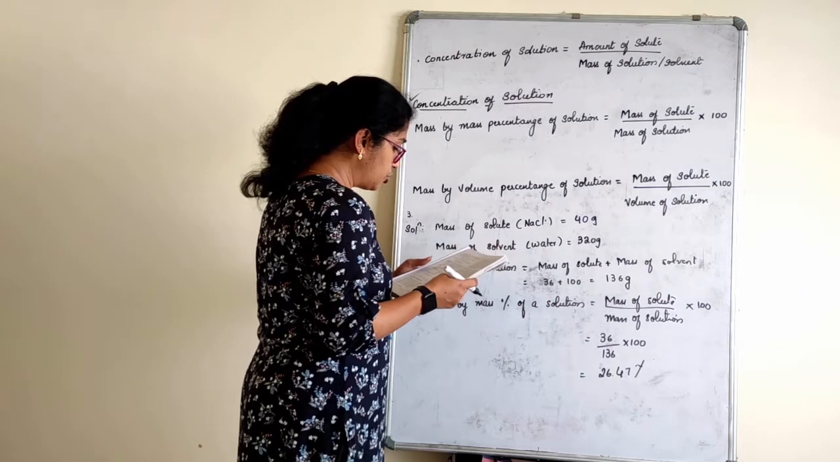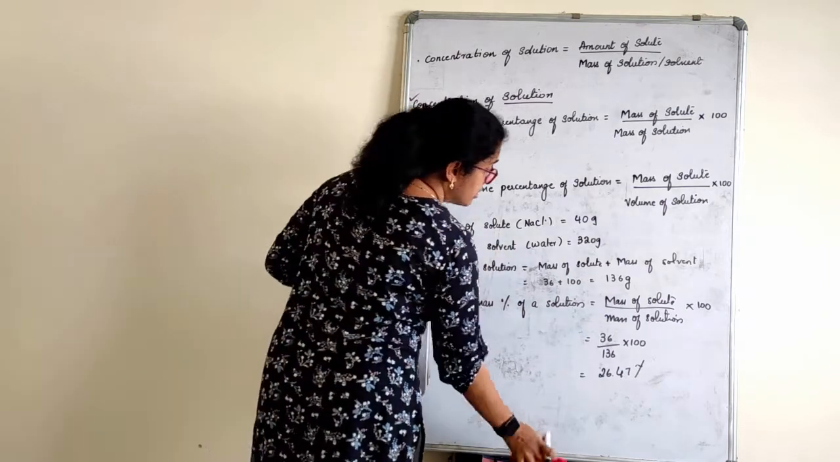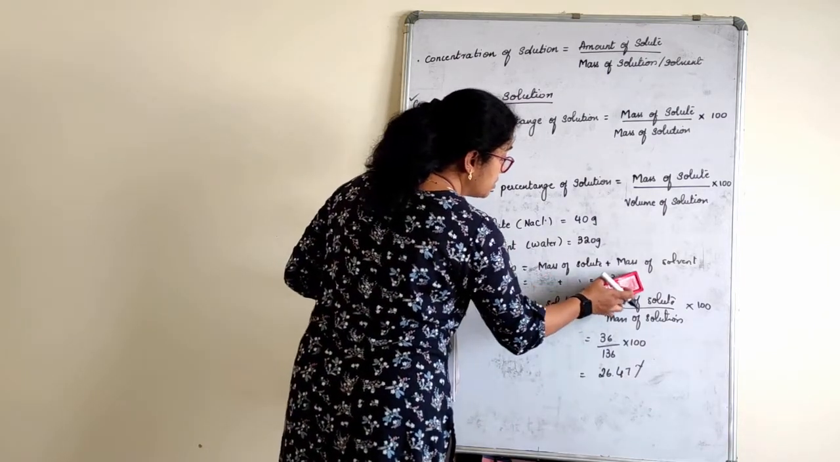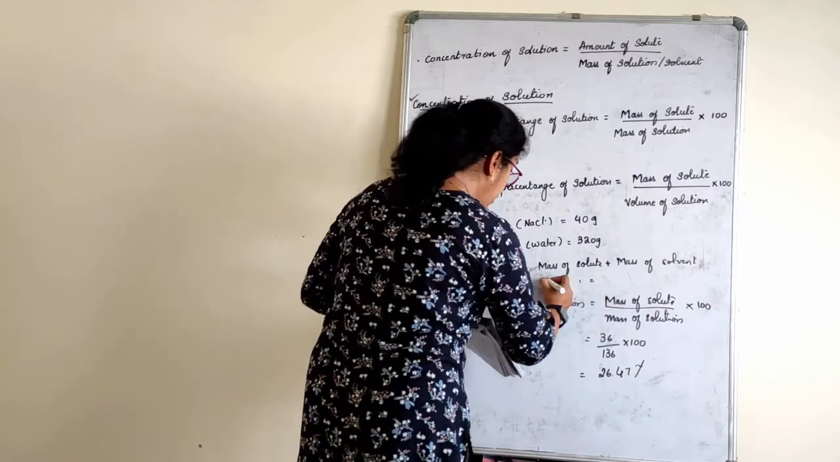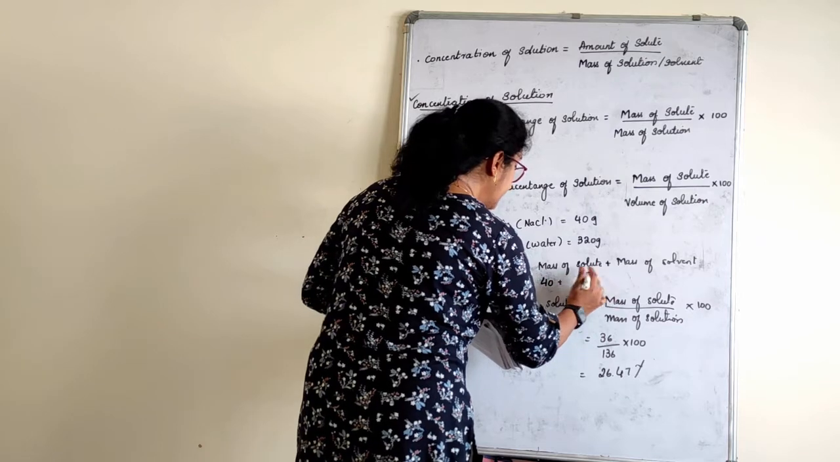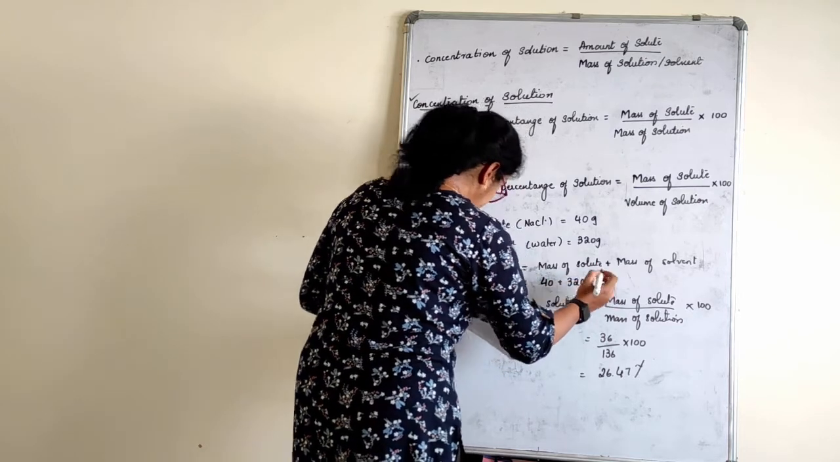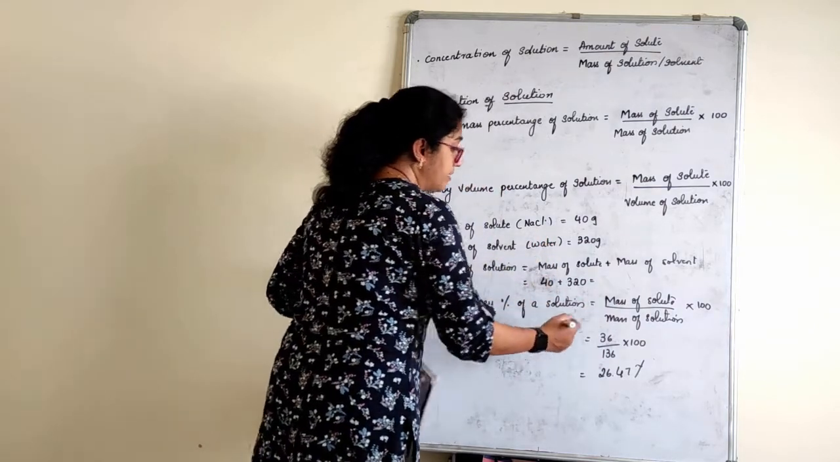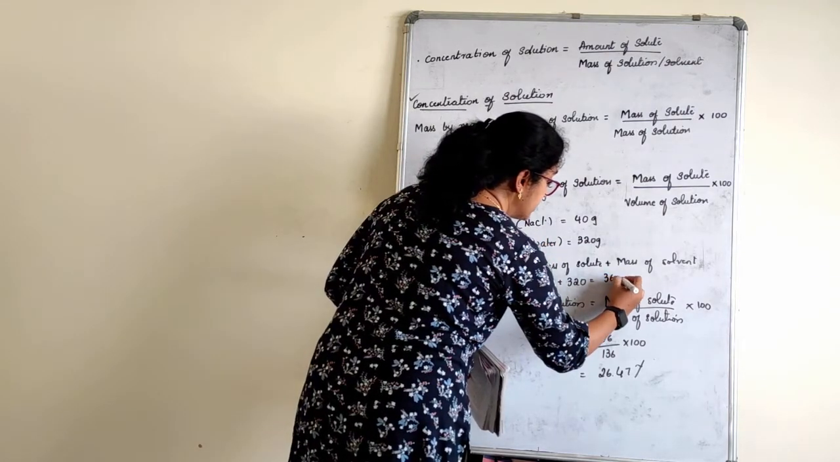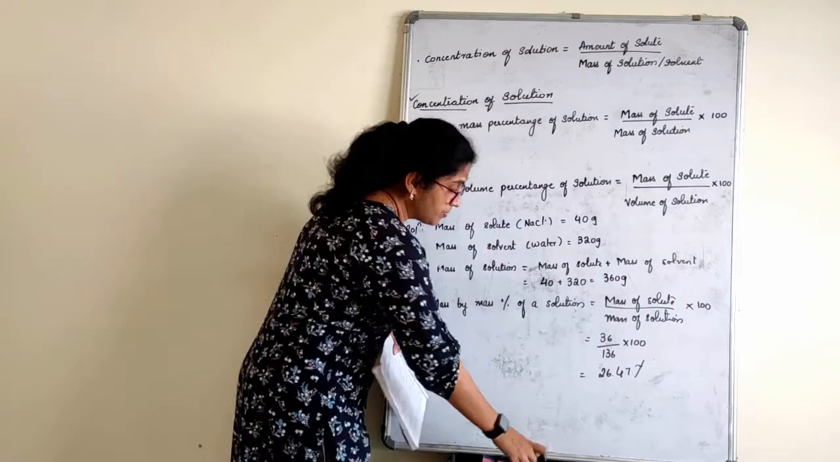So of the solution. Mass of the solution is equal to solute plus solvent. So that will be here how much? 40 is the solute and 320 is the solvent, that is water. Together when we add, we get this as 360 grams. Simple.